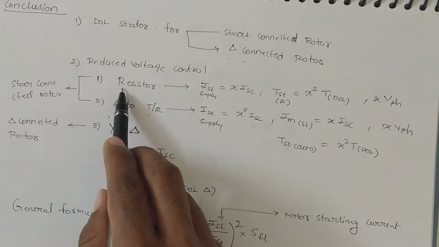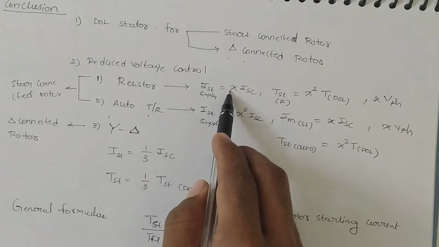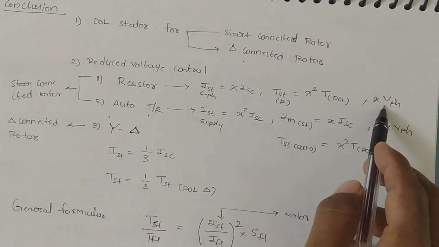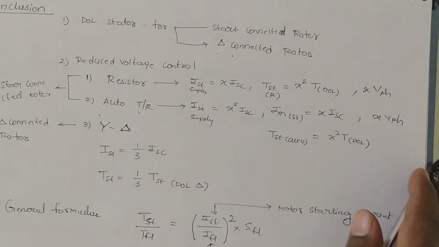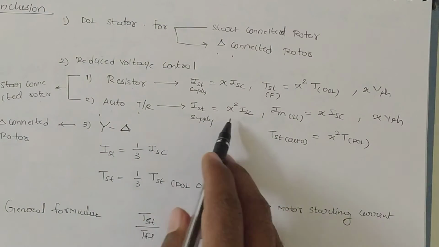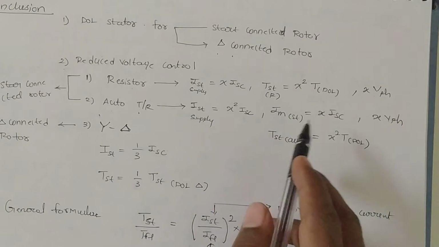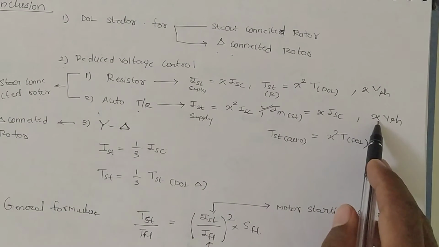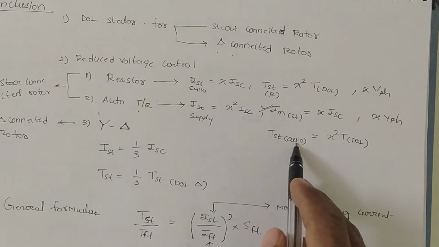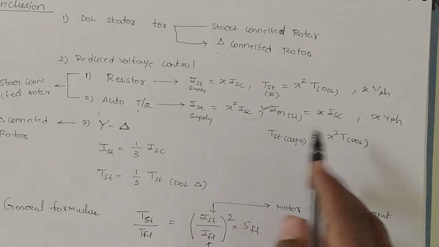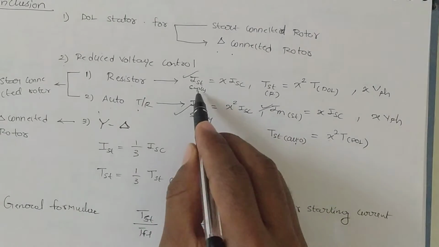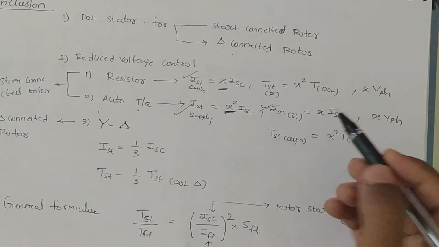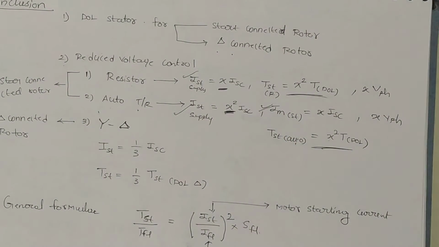In resistor starting, supply current is reduced by x times, torque is reduced by x square times, and voltage is reduced by x times. In auto transformer, supply or line current is reduced by x square times, and motor current is as usual, that is x into I starting. Voltage is also reduced by x times, and starting torque is reduced by x square times. If we compare the two, starting or supply current is reduced by x square times here but only x times there, and the torques are the same, x square in both.